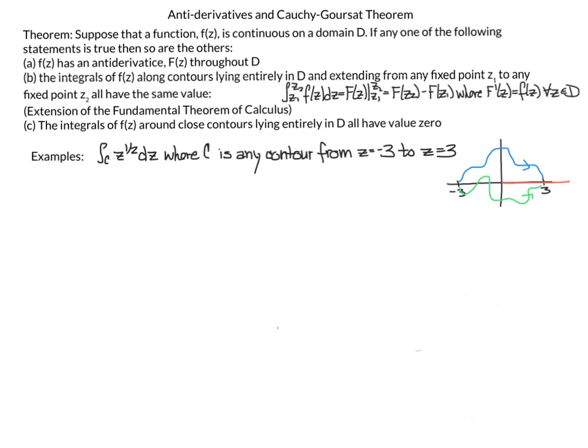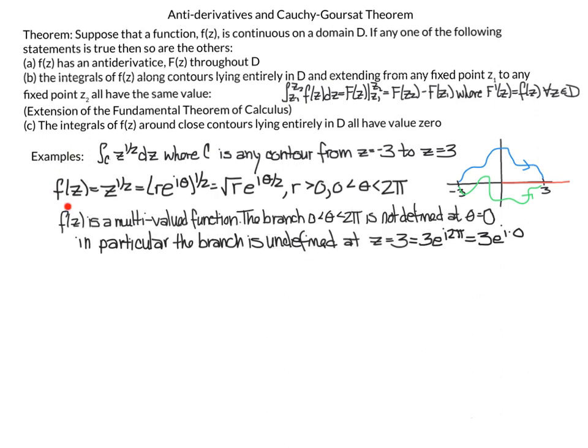Our next example is the contour integral of z to the 1/2, again another multi-valued function, dz, where C is any contour from z equals -3 to +3. And you can see from my drawing in this red line, which is my branch cut, I'm already thinking about the fact that z to the 1/2 is a multi-valued function. Here I have my f of z equals z to the 1/2. I put it in exponential form, r e to the i theta raised to the 1/2, which is the square root of r e to the i theta over 2.